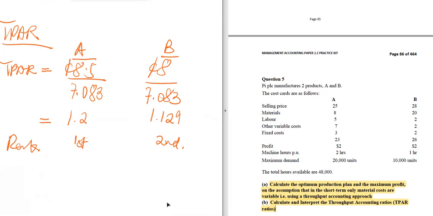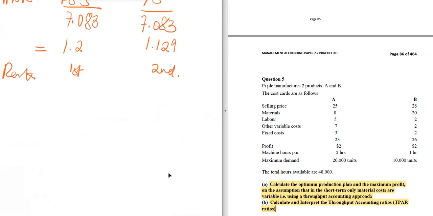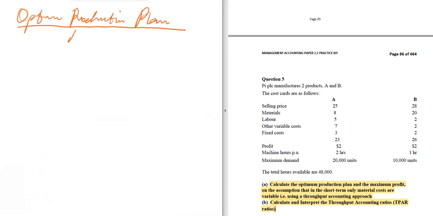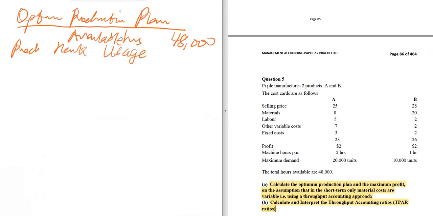So the next step after your ranking is to get your optimum production plan. How then do you get your optimum production plan? It's the same way. Another way is that they will tell you to get your profit maximizing output. So for your optimum production plan, we are going to take our available hours, and available hours was actually 48,000.